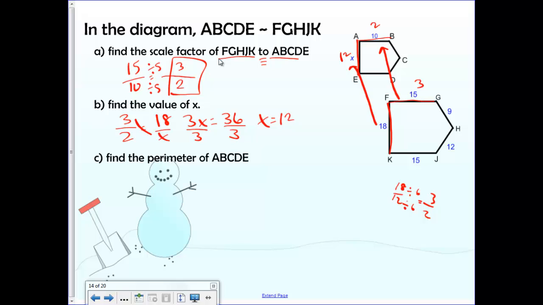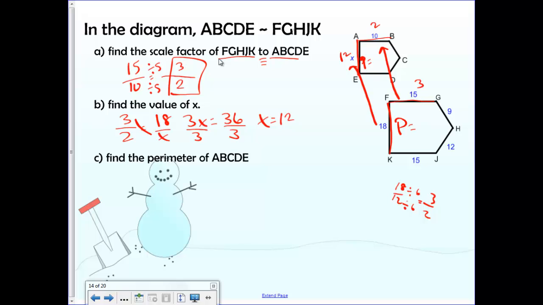Find the perimeter of A, B, C, D, E. Here's A, B, C, D, E. That means I have to find these other 3 sides, right? I don't want to do that. That's a lot of work. So here's where this theorem comes in that I tried to show you at the beginning of the hour. If I find the perimeter of this one, I can use that information to find the perimeter of that one because I know my scale factor.